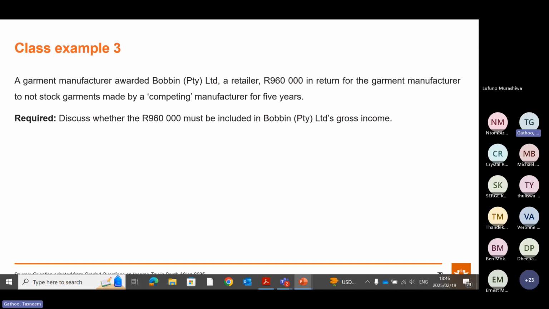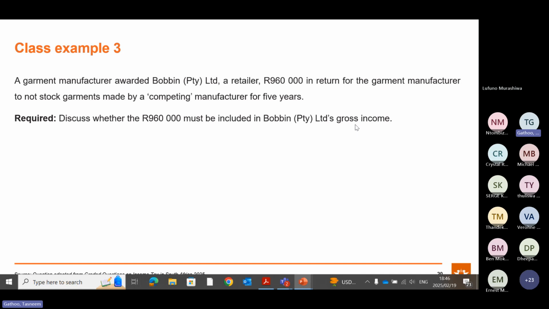Okay, let's look at class example 3. A garment manufacturer awarded Bobbin Pty Limited, a retailer, 960,000 rand in return for not stocking garments made by a competing manufacturer for 5 years. Discuss whether the 960,000 must be included in Bobbin Pty Limited's gross income.